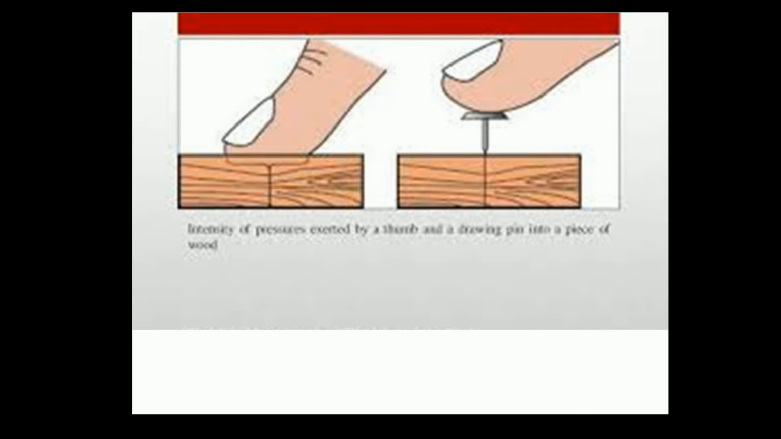See the diagram. If we push hard on a piece of wood with our thumb, the thumb does not go into the wood. But if we push a drawing pin into the wood with the same force on our thumb, the drawing pin goes into the wood. Can you explain why this happens?